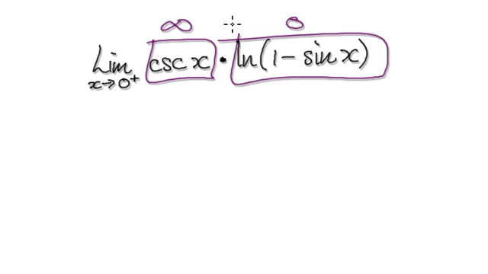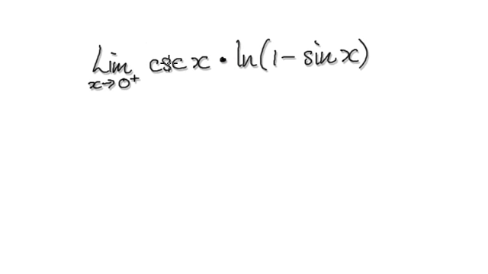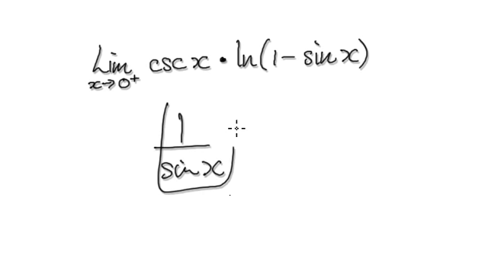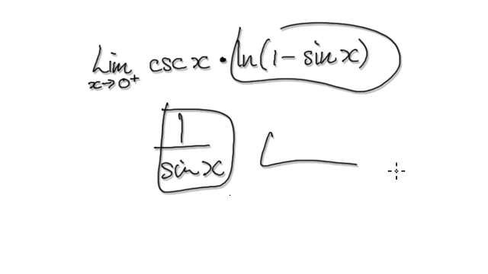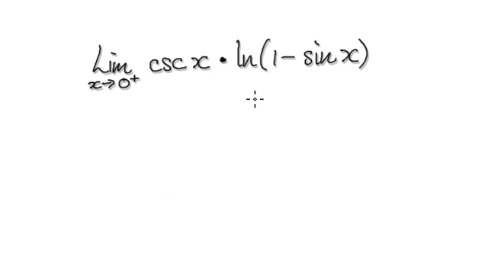But then, well, here you've got a product here. Whenever you have a product, try to rewrite it as a fraction. So imagine this as 1 over sine of x, and then this block here will get multiplied to the top. So you can always rewrite it as a fraction.